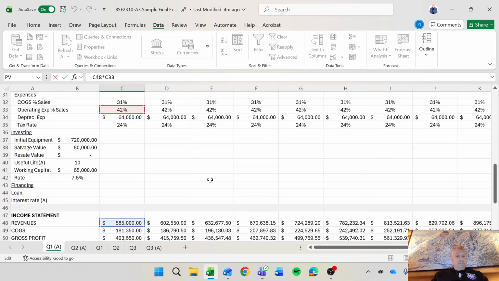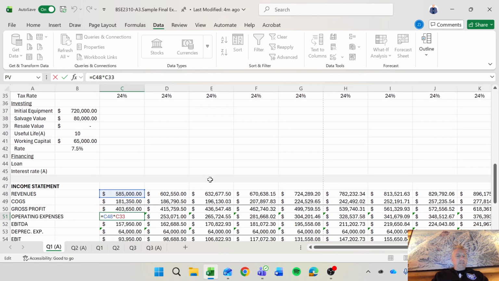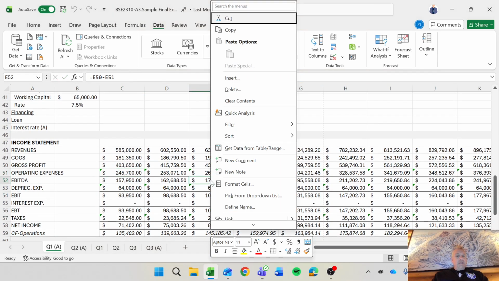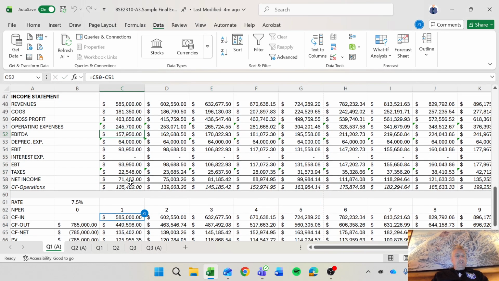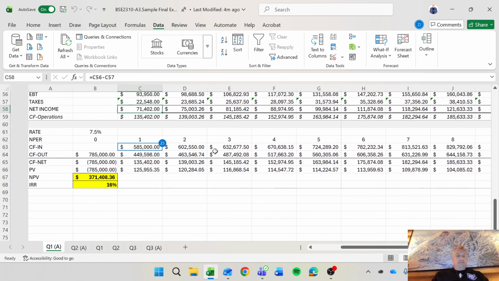Our operating expenses should be also then as a percent of sales, and we'll get ourselves down then to include and show the depreciation. And then our cash flows from operations are 135,402 based on that depreciation plus the net income, and the net income varies from the 71,000 to 144 by the end.